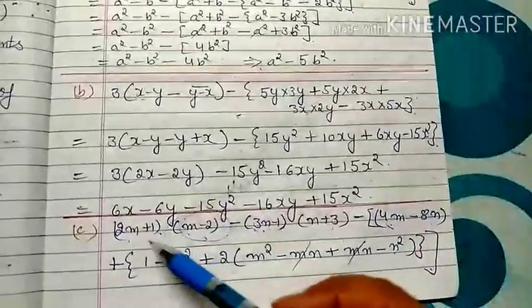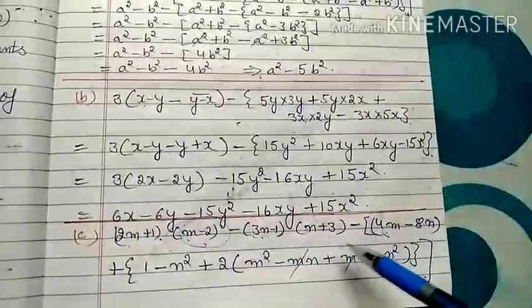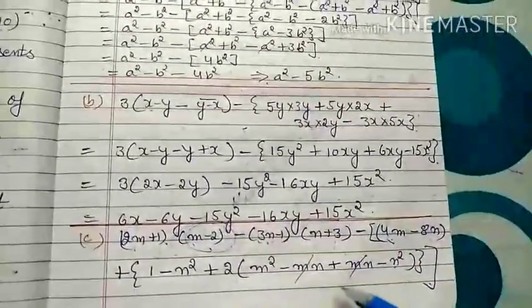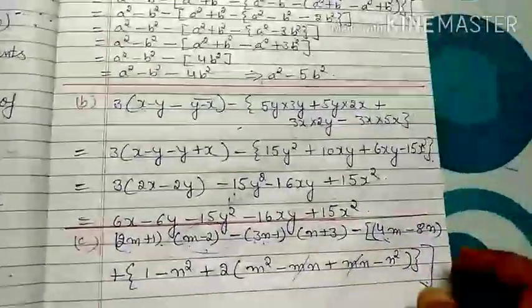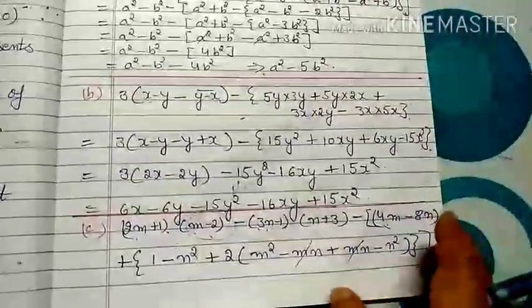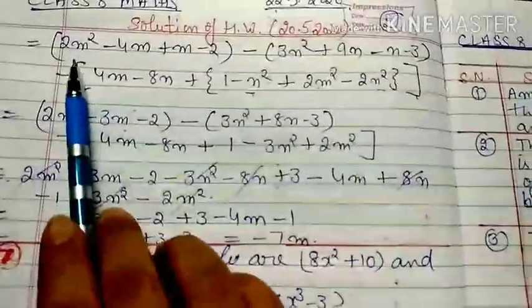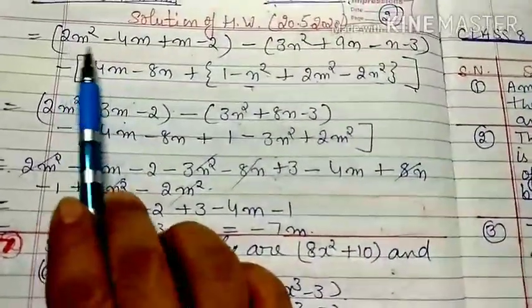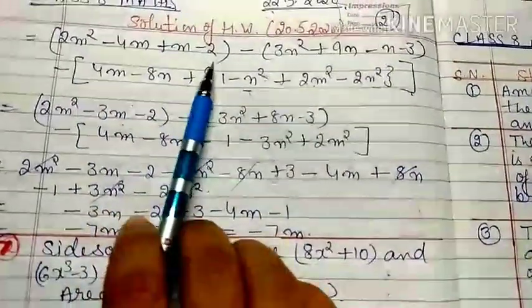Here you also have 2m plus 1, m minus 2, multiplied with this 3n minus 1, n plus 3, but first I will solve the round bracket within the curly bracket. So when you multiply m plus n, m minus n, it gives m square minus mn plus mn minus n square. Then after solving step by step, first 2m plus 1, m minus 2, when I solved I got this one: 2m square minus 4m plus m minus 2.